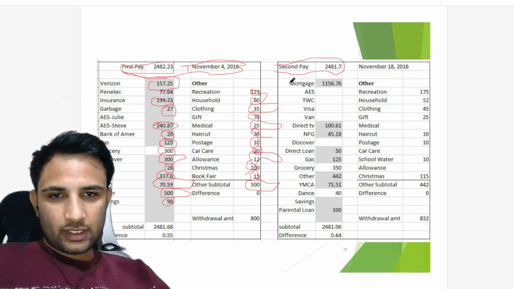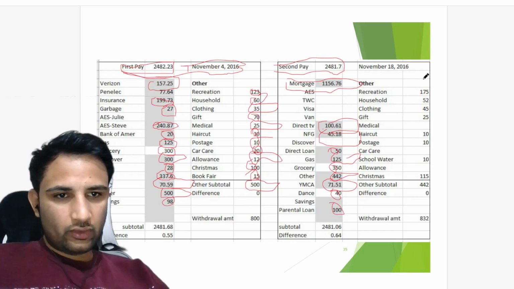In the second 2 weeks, the mortgage bill is $1156.76. Direct TV connection is 100.61. NFG is 45.18. Direct loan is 50. Gas is 125. Grocery is 350. Other expenses 442. YMCA is 71.51. Dance is 40.